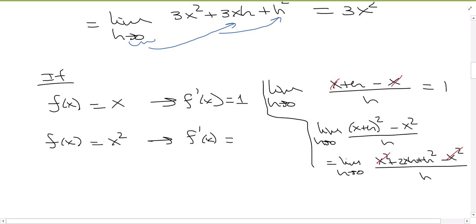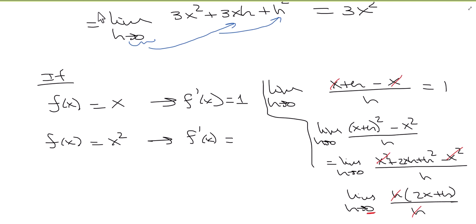Notice that everything that's left has an h in it. So factor the h out, and you're left with 2x plus h all over h. So these are going to cancel. And as h goes to 0, that will go to 0. So I'm just left with 2x. So the derivative of x squared is 2x.